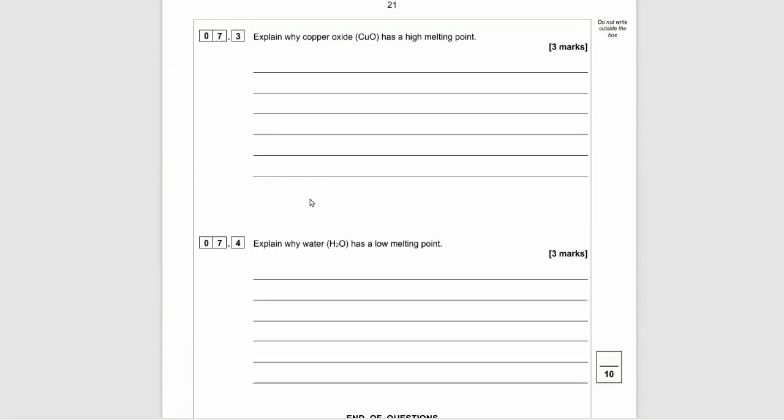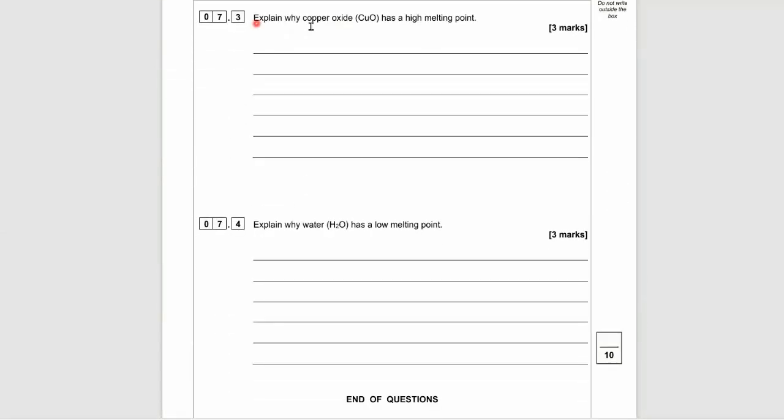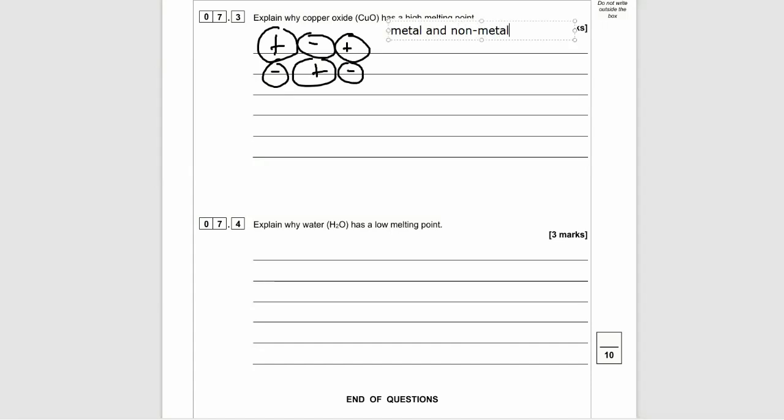7.3, explain why copper oxide has a high melting point. Well, copper oxide is ionic, so it's going to have a giant ionic structure. Any single time they ask you in chemistry why something has a high melting point, it has a giant structure. So that's your first mark. You'll always get that mark. Just say the word giant. If they say something has a high melting point, giant gets you the mark. So even if I mess it up and call it giant covalent or giant metallic, I'll still get a mark for the word giant.